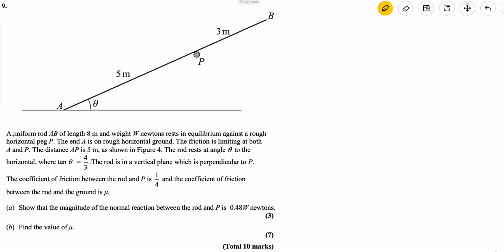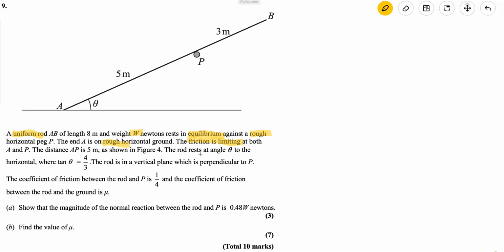A uniform rod of length 8 and weight W rests in equilibrium against a rough horizontal peg at P, and the end A is on rough horizontal ground. Friction is limiting at both A and P. The distance AP is 5.